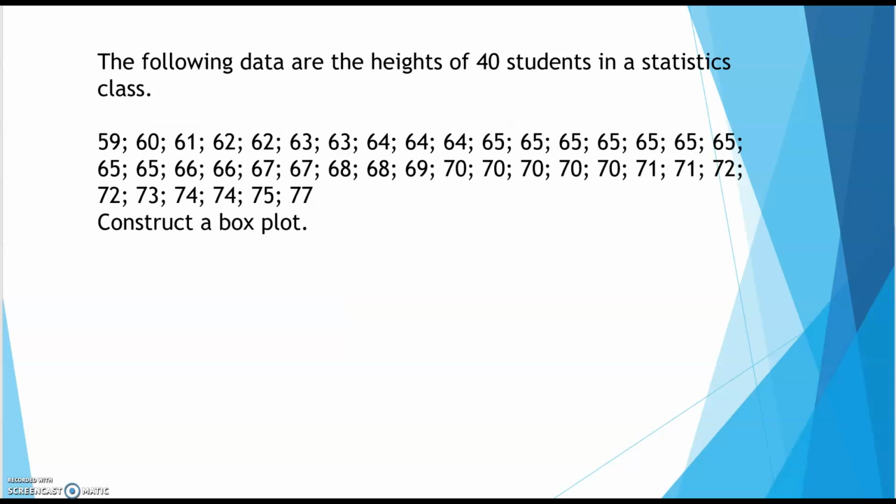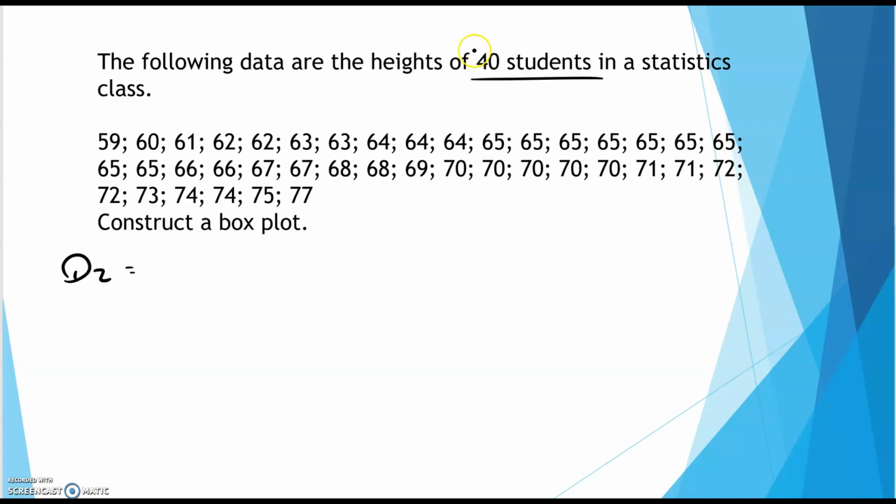Back to this one. We've got 40 students, so I have 40 different data points here. Construct a box plot. So the first thing I'm going to do is check to see if my data is in order. And it is, okay? So I can go ahead and find Q2.